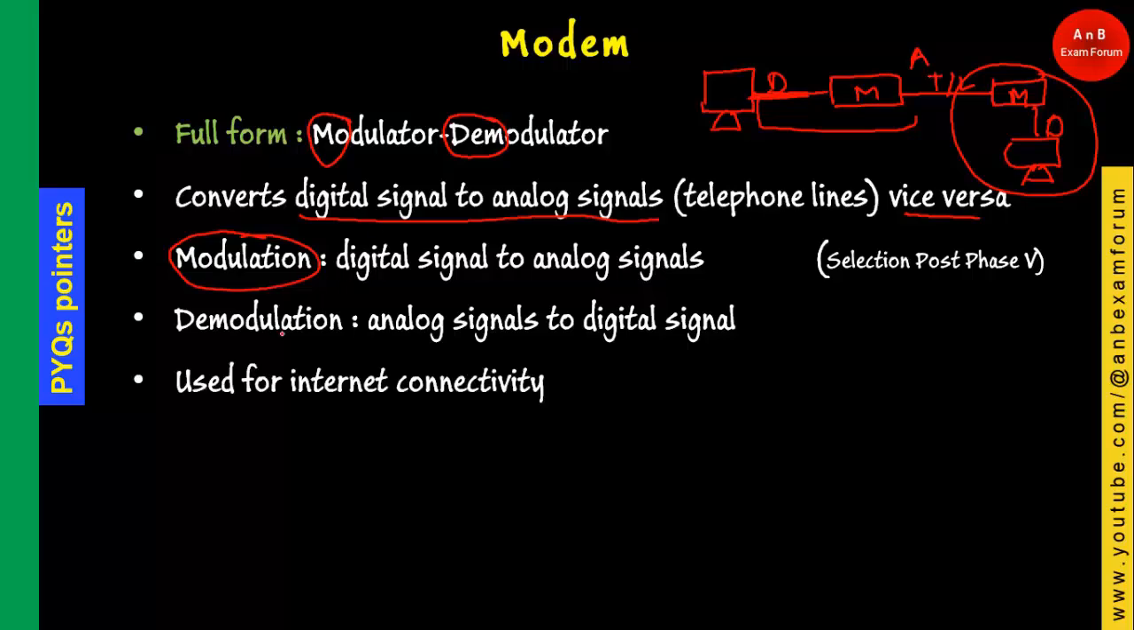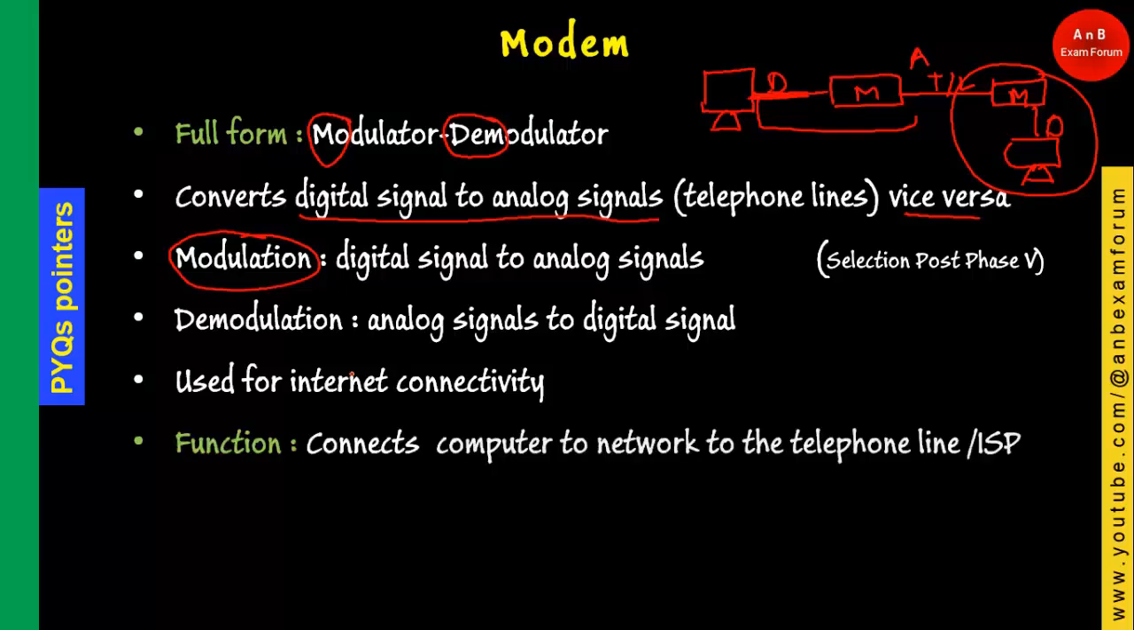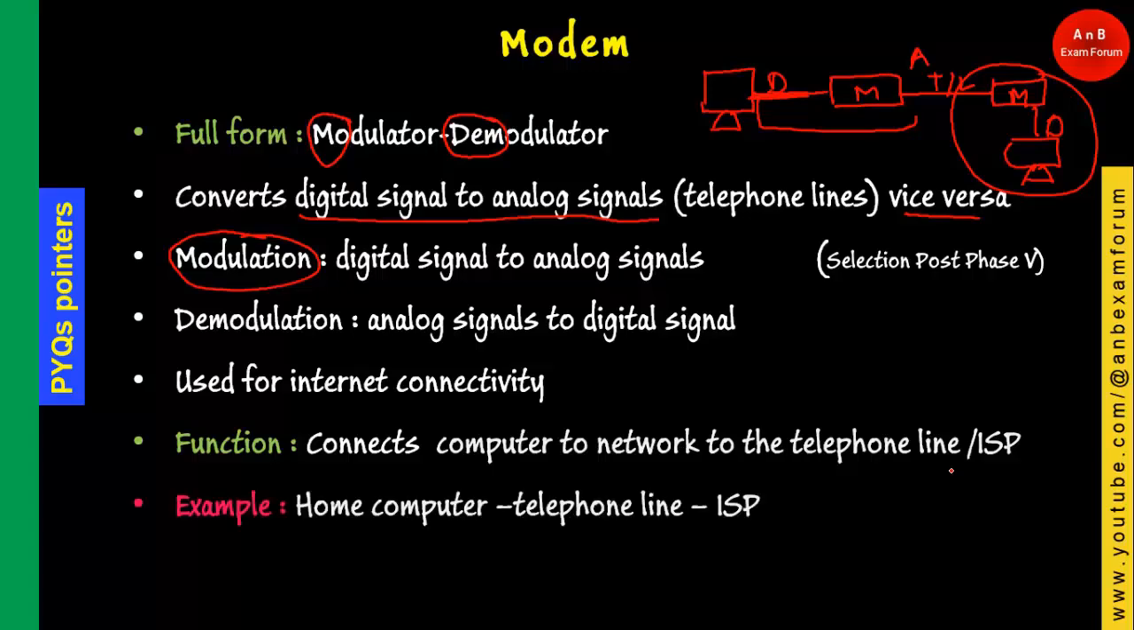Okay, and the primary purpose of a modem is internet connectivity. Nowadays everybody knows that a modem is used to connect to the internet, and the function, as I told you, is that it is going to connect the computer to the network via telephone line or ISP. An example is a home computer connected to the telephone line, and the telephone line is connected to your internet service provider from which you are using the internet. So from this particular modem, you should know what is modulation, what is demodulation, and what is the full form. The full form is very important.